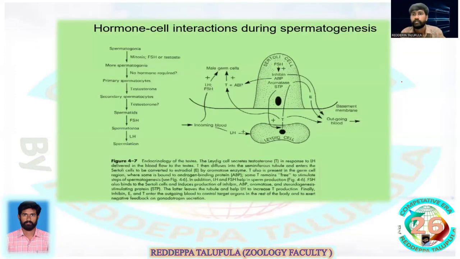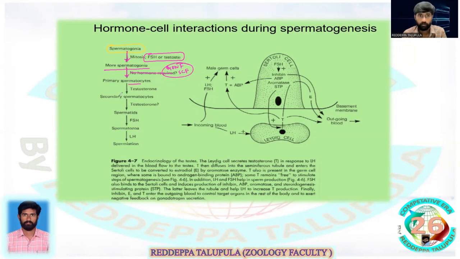See, hormone cell interaction during spermatogenesis. Based on the cell type, I will talk once again. It is spermatogonia. From spermatogonia, more spermatogonia will be produced. That is mitotic amplification. That mitosis is under the control of FSH and testosterone. Next, spermatogonia are converted into primary spermatocytes. It is due to GDNF and SCF factors produced by the Sertoli cells.